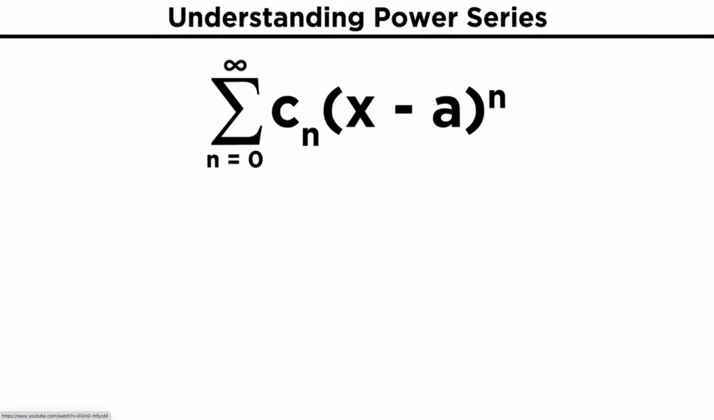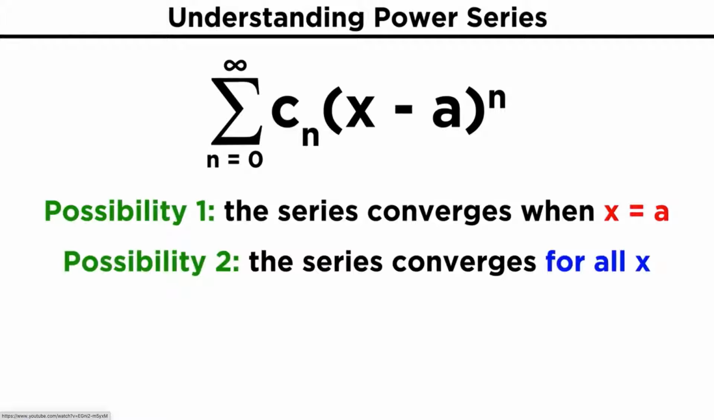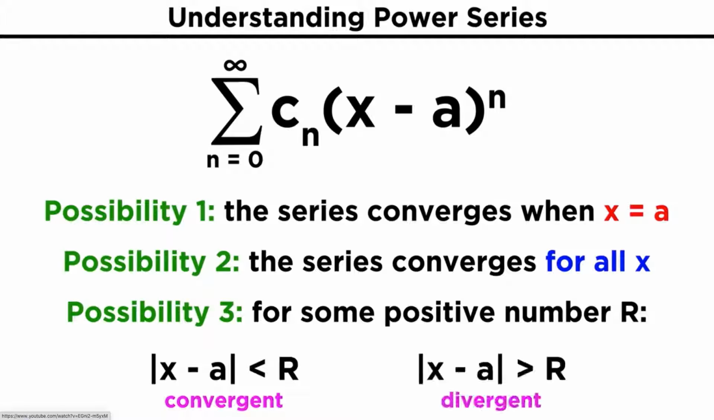In general, there is a theorem that summarizes the 3 possibilities that can describe a power series in this form, depending on the precise series. One possibility is that the series converges when x equals a. A second possibility is that the series converges for any value of x. And lastly, there could be some positive number r, such that if the absolute value of x minus a is less than r, the series will converge, and if greater than r, the series will diverge, just like the example we just completed.